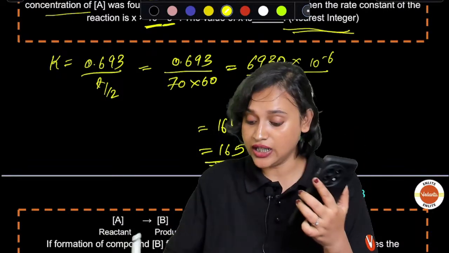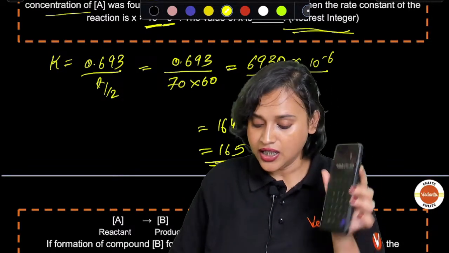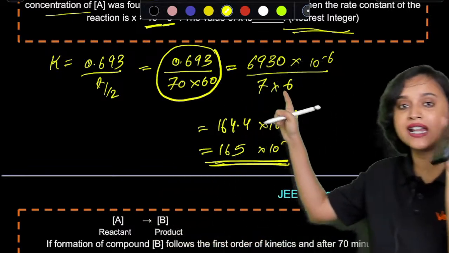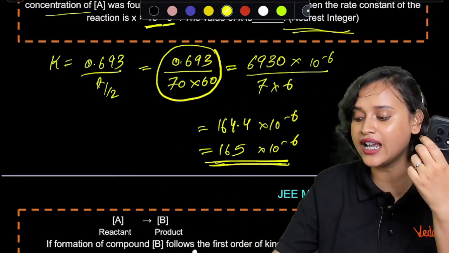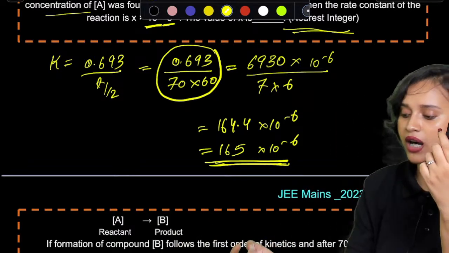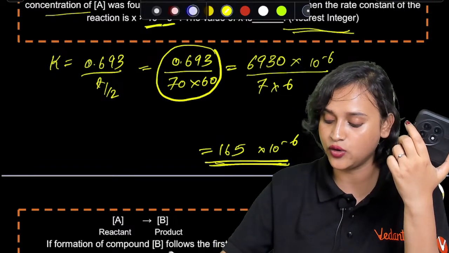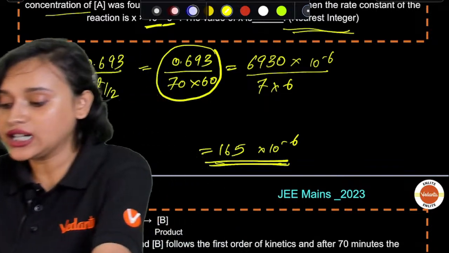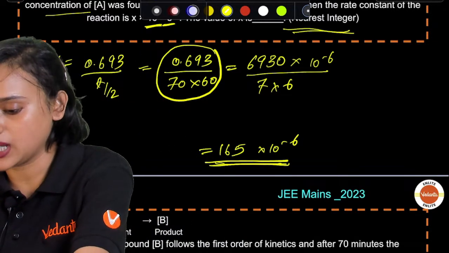You don't have to do this. I did this just to make it easier. But if you just calculate 0.693 divided by 70 into 60, you get 165. Maybe if you do it the other way, you get something a little different. The correct answer is 165 only, guys. You don't have to round off. All clear? It comes as 165, not 164. Thank you so much.